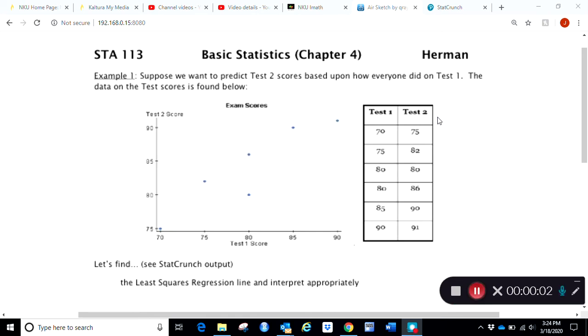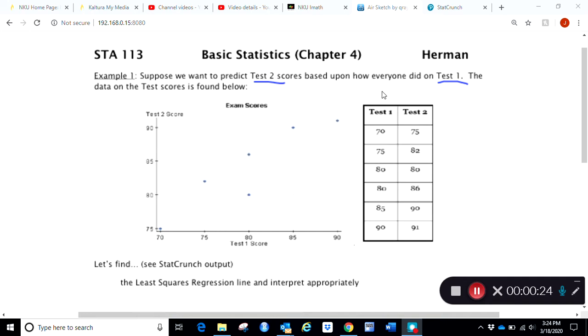So now we're going to do our first example of doing regression using StatCrunch to get the output that we need. Here we're going to start with a very small data set, looking at 6 students and looking at test 2 scores based upon how students did on test 1. So our 2 variables here are test 1 score and test 2 score.